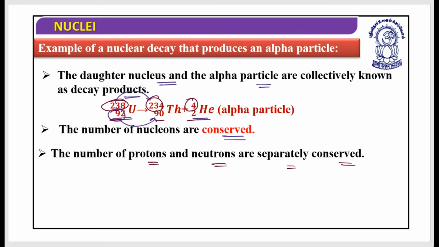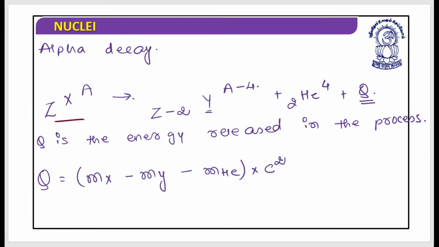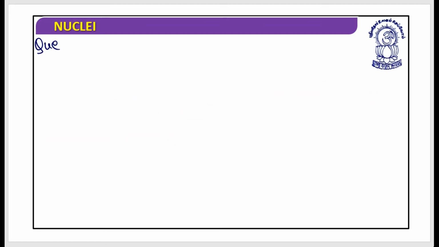So you must be very much aware of this: when an alpha particle is emitted, that will give us a new element which has an atomic number lower by two and an atomic mass lower by four, and a helium particle will be released. I hope this is clear. Is it great? So can you do one of the questions based on this?